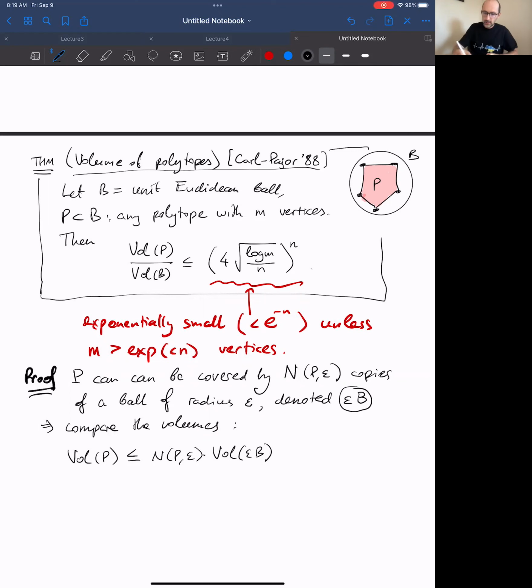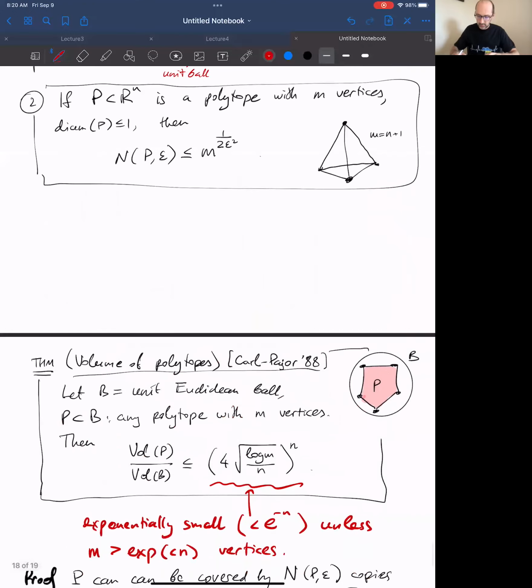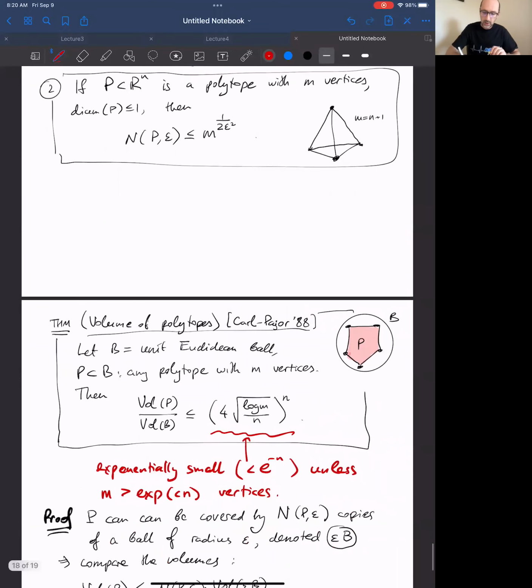Okay, perfect. And we know both of these things on the right-hand side. First of all, the covering number is smaller than m to the power 1 over 2 epsilon squared. This is from this result. Let me make it a little smaller here. It doesn't fit on one page.